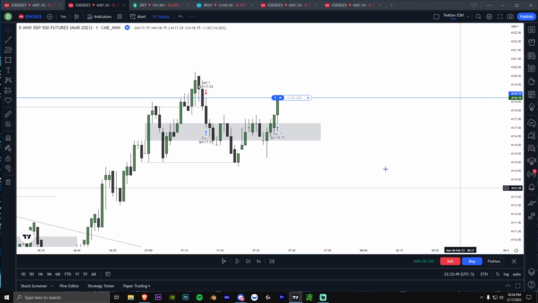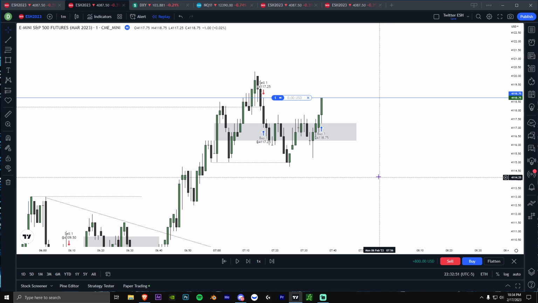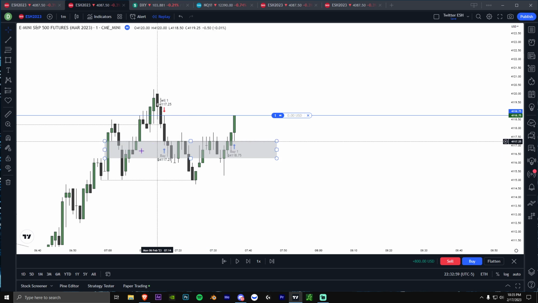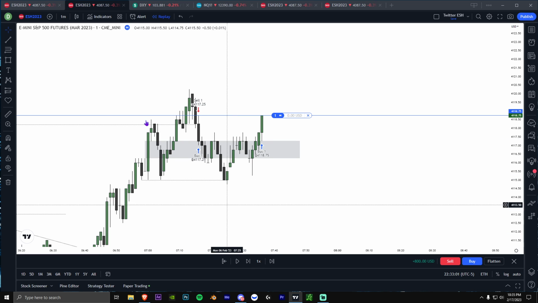Before that, wait, down. That's where I tried longing it. And the reason why I tried longing it then and not before is because we swept these lows here. So that would make the most sense to long. Over here, we had these equal lows below, so I would not have longed.